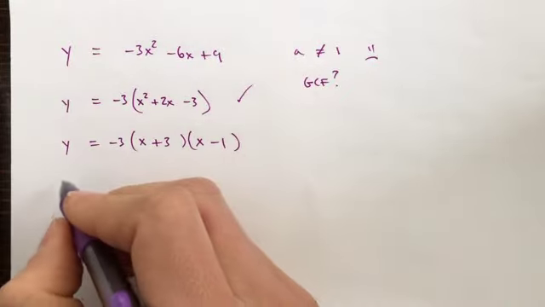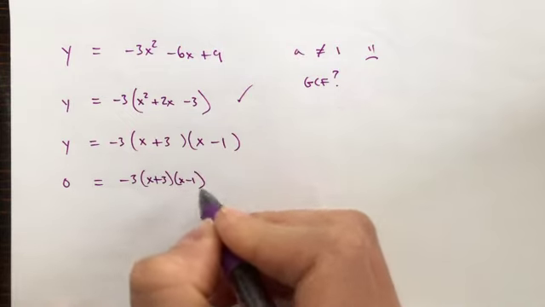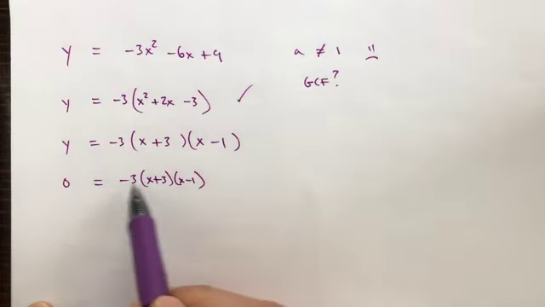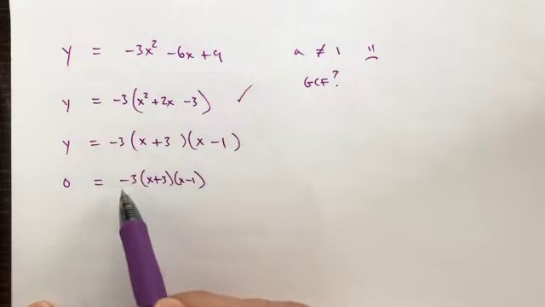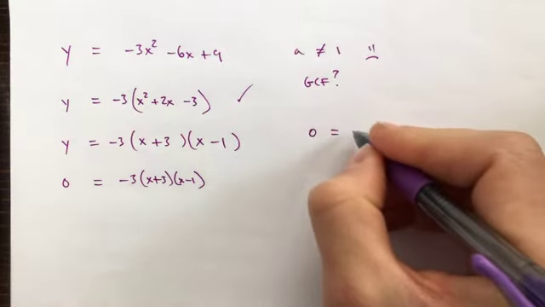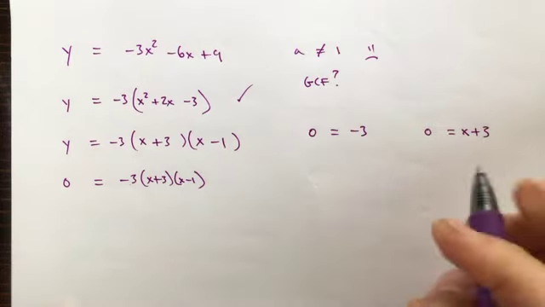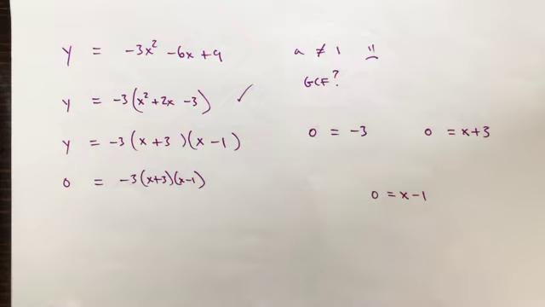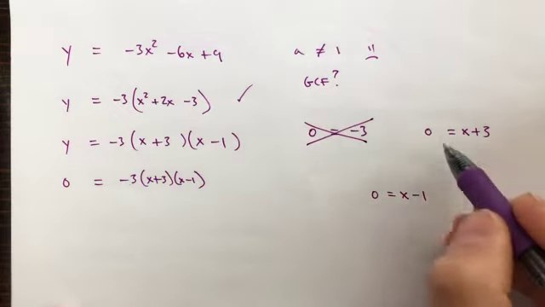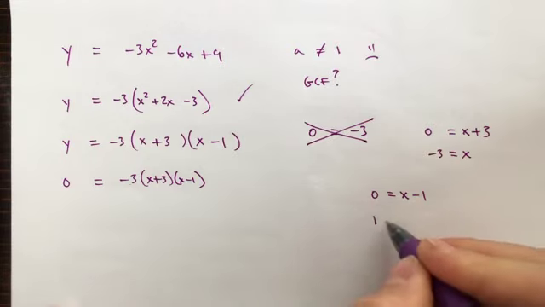Now, if I want to find the x-intercepts, I make y 0. I get negative 3 times x plus 3 times x minus 1. And again, I should use the zero product property. So what does the zero product property say? It says if I have multiple things multiplied to equal 0, then each one of them is set equal to 0 to find my possible solutions. So that means either 0 equals negative 3, or 0 equals x plus 3, or 0 equals x minus 1. Well, clearly 0 does not equal negative 3, so this does not give me a solution. But if 0 equals x plus 3, then negative 3 equals x. And if 0 equals x minus 1, then 1 equals x.